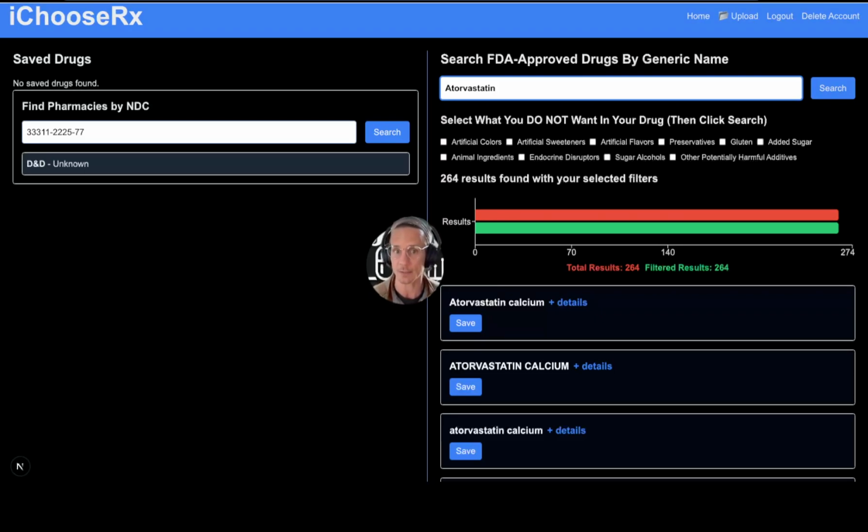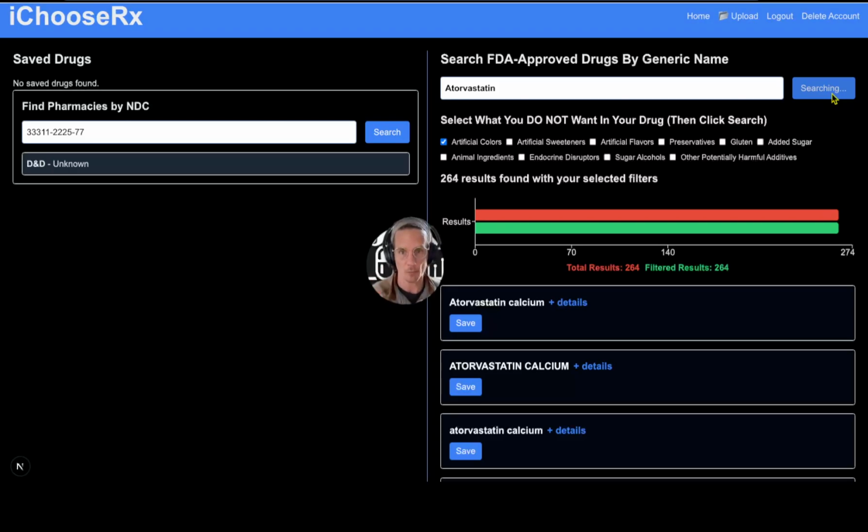That's where iChooseRx comes in. It's a tool that helps you filter out unwanted ingredients in your medications so you can make informed choices. Let's put atorvastatin to the test and see what's really inside. All right, so there's 264 results that come up without any filters added. All right, I've already went through a bunch of these, and it's actually pretty good. They don't have a lot of things in it as far as our filters go, but we'll go through the ones that they do have.